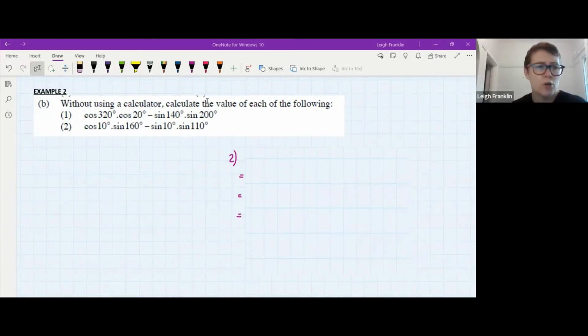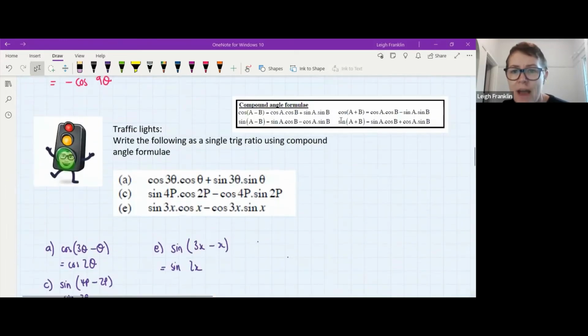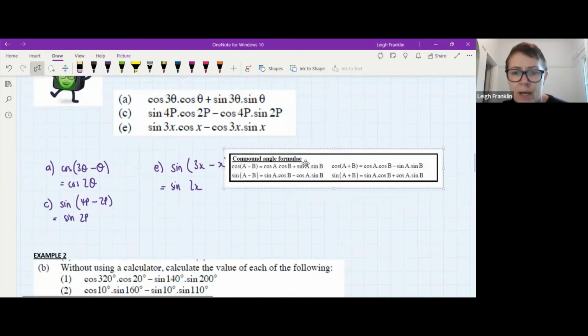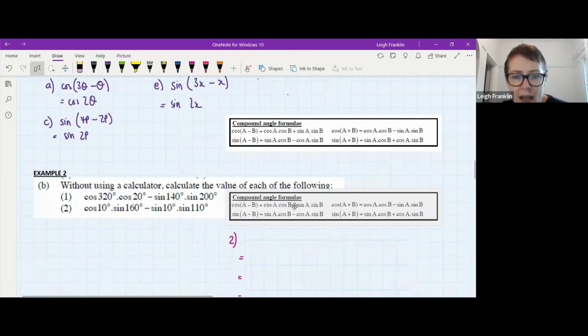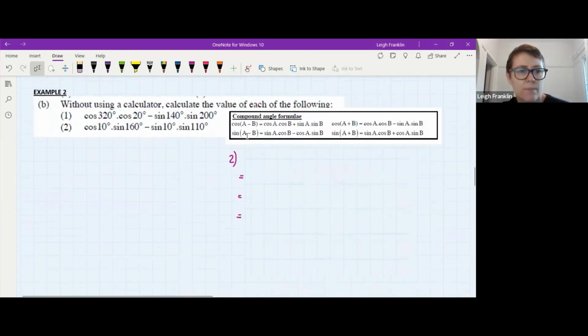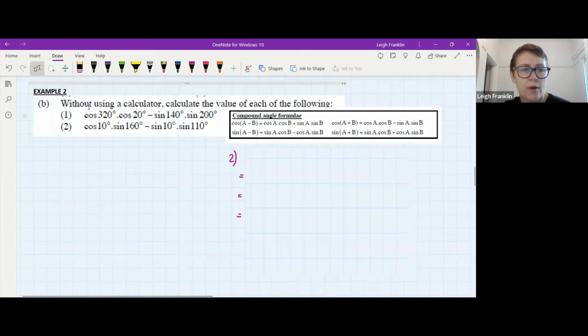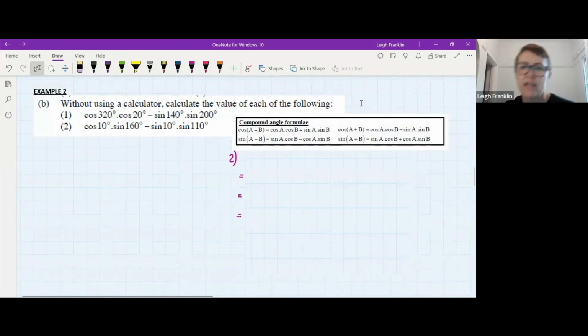So this is the hard part. You need to look at this and recognize it for what it is: cos 320 times cos 20 minus sine 140 times sine 200. What we're supposed to be able to do now, matrix, is recognize that, let's just grab this and bring it down here, that is a compound angle. Can you see the cos in number one? Cos, cos, and then sine. We're supposed to be able to recognize that it is a compound angle.